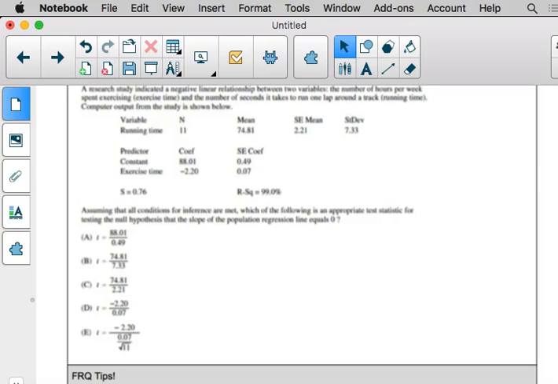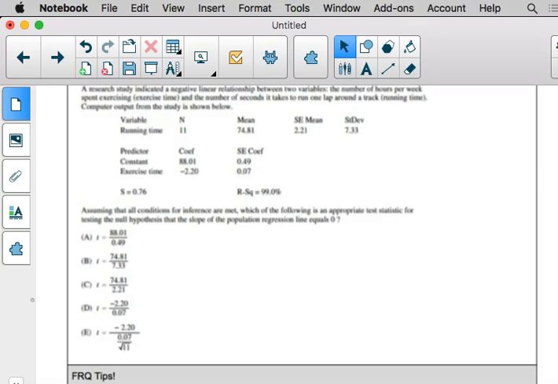So here, a research study indicated a negative linear relationship between two variables, number of hours per week spent exercising and number of seconds it takes to run one lap around a track. Computer output from the study is shown below. Assuming all conditions for inference are met, which of the following is an appropriate test statistic for testing the null hypothesis that the slope of the regression line is 0?